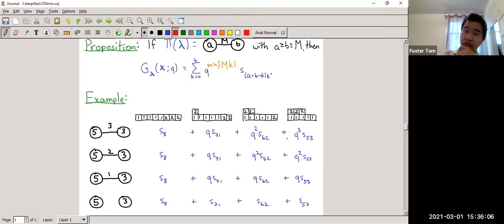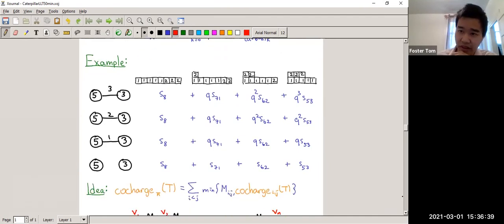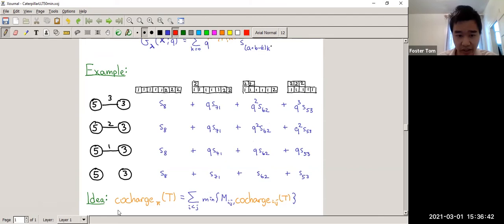It made me think that in general, what I should do is maybe cocharge should split up as a sum over the contribution of having j's above i's. And when I have j's above i's, maybe I would get some sort of cocharge sub i,j, and it would be limited by the weight of the edge between vi and vj. So if the weight of that edge was smaller, I just need to take the minimum between the cocharge and this number. So with this example, it made me think that maybe I should do something sort of like this.